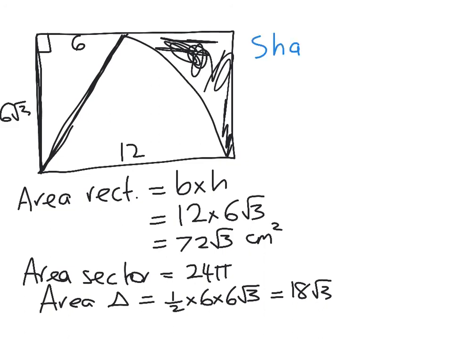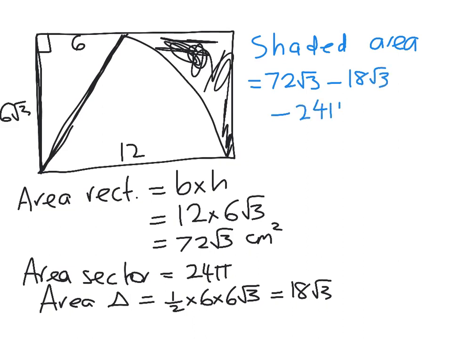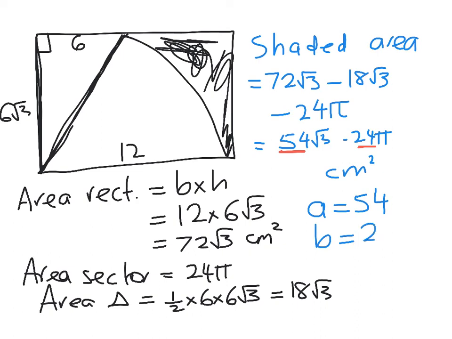So finally we get the shaded area, and that equals 72 root 3 minus the area of the triangle, 18 root 3, minus the area of the sector, which is 24 pi, leaving me with 54 root 3 minus 24 pi centimetres squared. And you are asked to give the values of A and B. A is this number here, B is this number here. So A is 54 and B is 24.